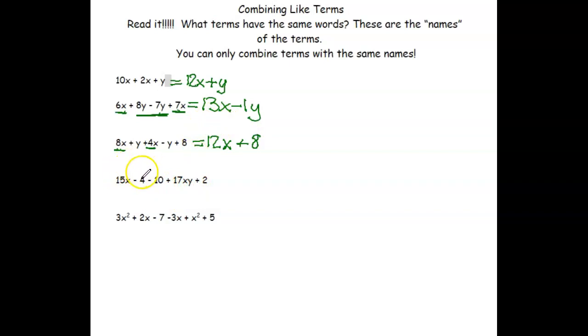15x minus 4 minus 10 plus 17xy plus 2. I heard an x in each of these, but 15x and 17xy, 15 apples and 17 purple pigs does not combine together. I can't put this in there. So they're just going to stay the way they are. They don't have anything to combine with.